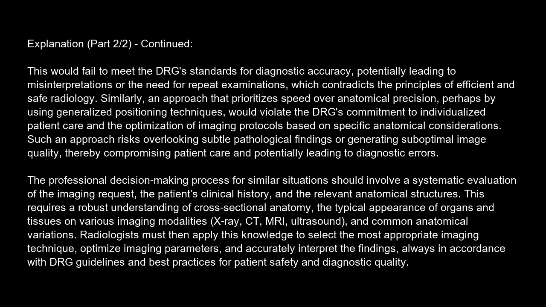Such an approach risks overlooking subtle pathological findings or generating suboptimal image quality, thereby compromising patient care and potentially leading to diagnostic errors. The professional decision-making process for similar situations should involve a systematic evaluation of the imaging request, the patient's clinical history, and the relevant anatomical structures. This requires a robust understanding of cross-sectional anatomy, the typical appearance of organs and tissues on various imaging modalities, X-ray, CT, MRI, ultrasound, and common anatomical variations. Radiologists must then apply this knowledge to select the most appropriate imaging technique, optimize imaging parameters, and accurately interpret the findings, always in accordance with DRG guidelines and best practices for patient safety and diagnostic quality.